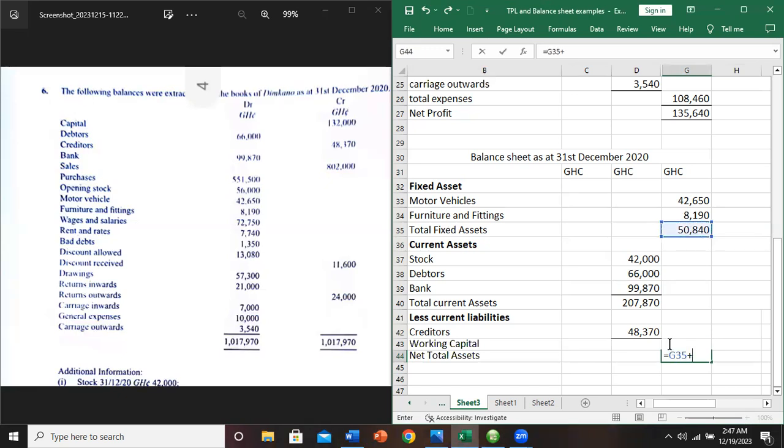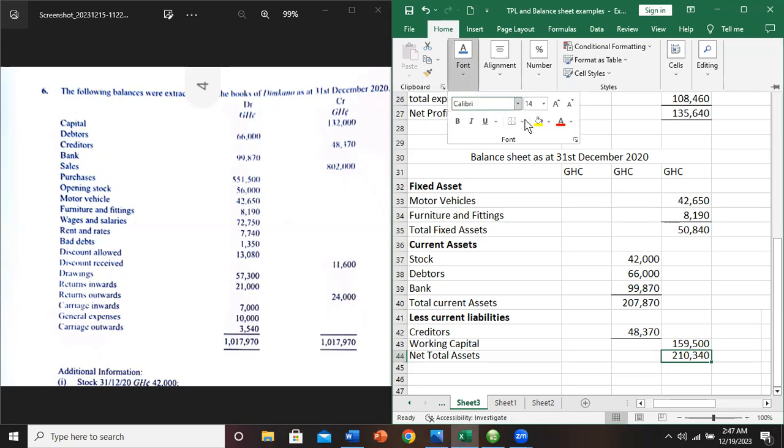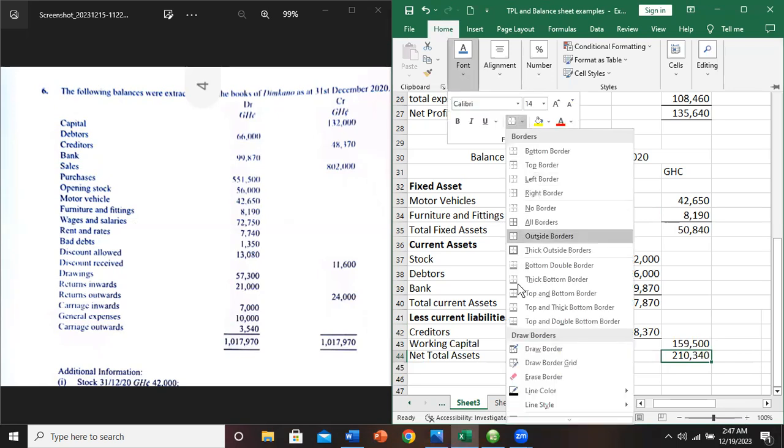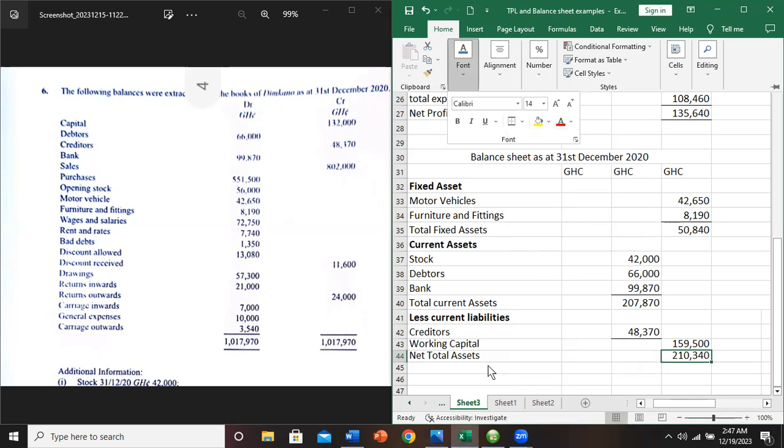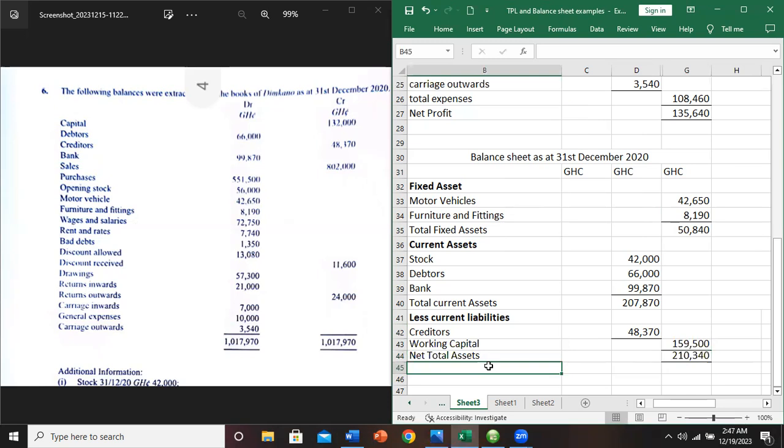50,840 plus... So I'm going to get 210,340. So the net total assets gives you the first section of your balance sheet. So you underline it twice. So the first section is very simple. Please pay attention to it. Bring your fixed assets first, followed by your current assets, less the current liabilities so that you get working capital. Add it to the fixed assets, and then you have your net total assets.